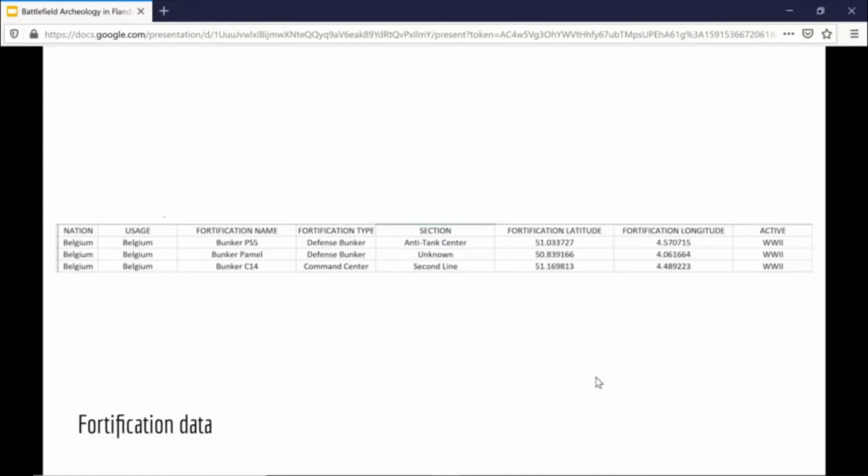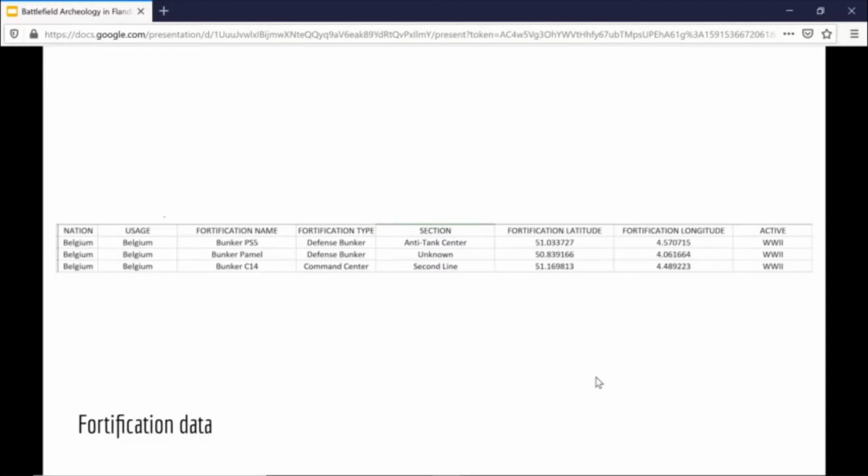But here we have the nation that built the specific fortification. That's under nation. Usage is where we put the nations that used it. Sometimes we have bunkers that were built by one country but were used by another. Germany often used some bunkers as command centers and such when they were trying to fend off the Allies after the D-Day invasions and when they were pushing towards Germany.